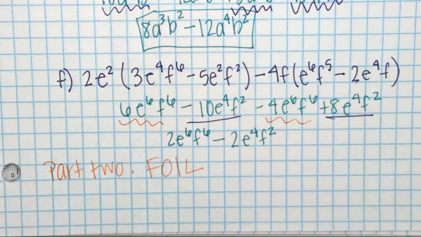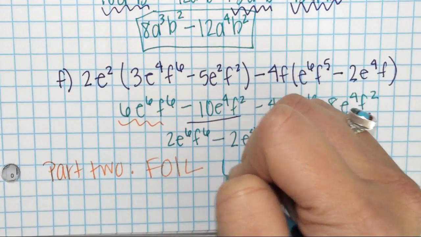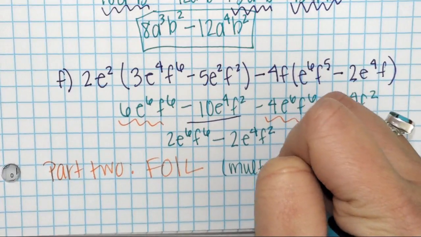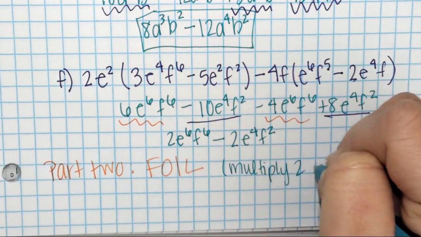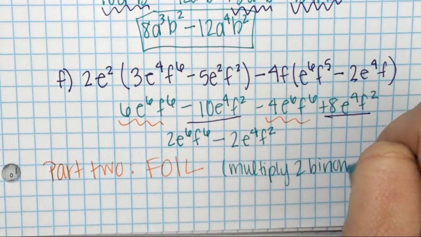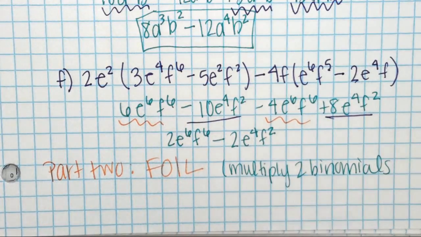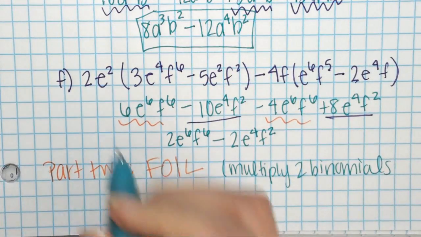Alright. FOIL is when you multiply binomials. So this is really gonna help. First, outer, inner, last.